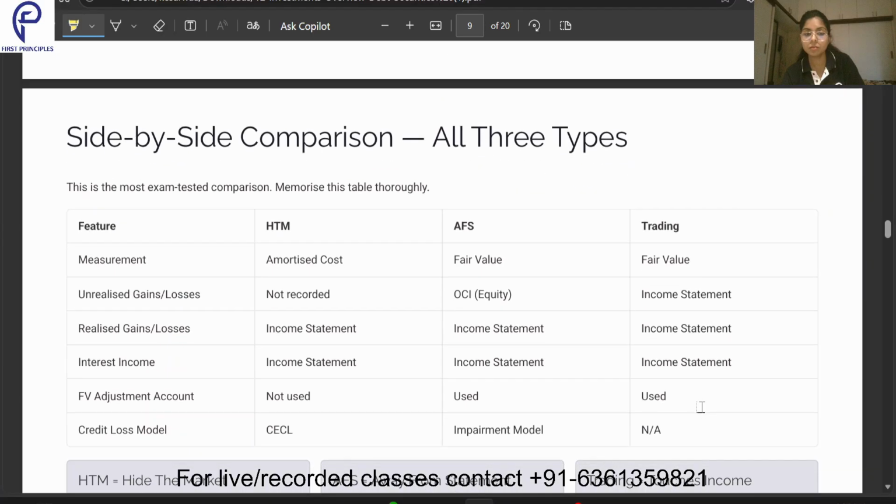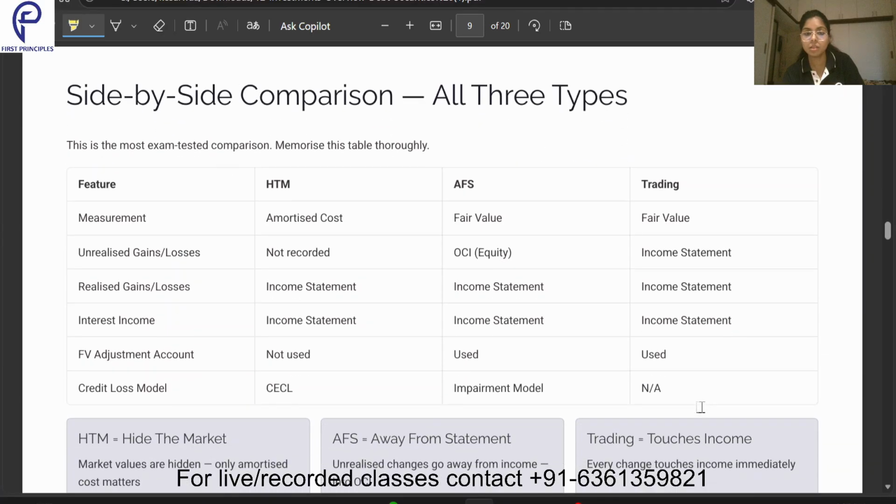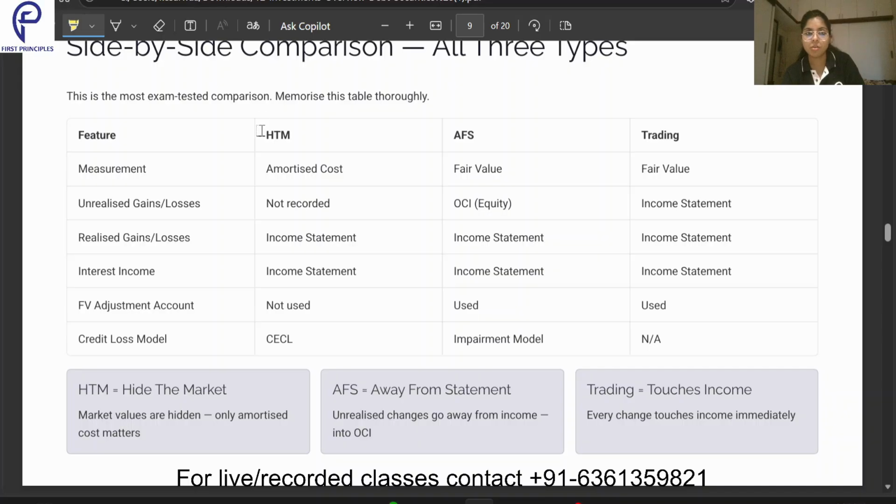Here we have been given the comparison in tabular form for HTM, AFS and trading, all three. Measurement, that means at which price you should value it on your balance sheet. Held to maturity at amortized cost. AFS and trading both at the fair value. Unrealized gains and losses, we don't have anything as such in case of HTM, but in case of available for sale, it goes to OCI. In case of trading, it goes to income statement.